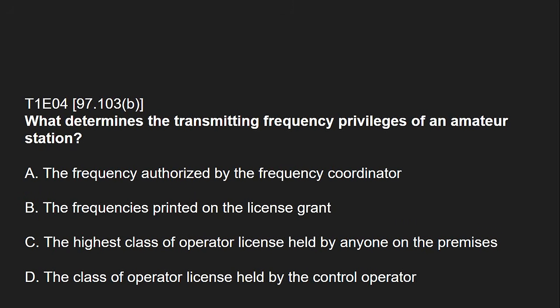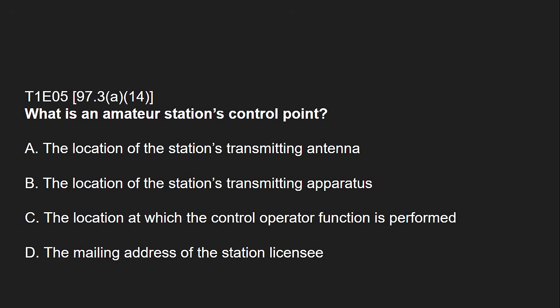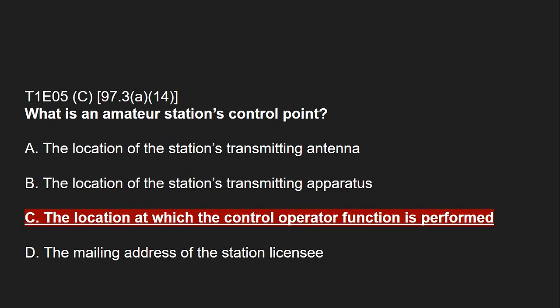T1E04, what determines the transmitting frequency privileges of an amateur station? The class of the operator license held by the control operator. T1E05, what is an amateur station control point? That's the location at which the control operator function is performed.